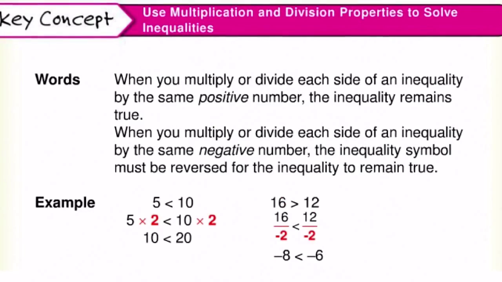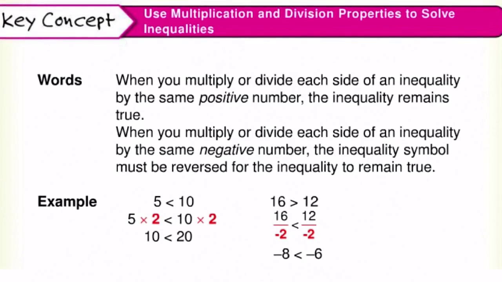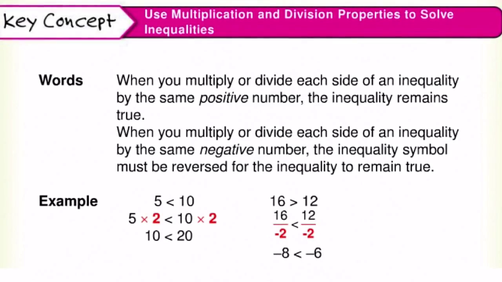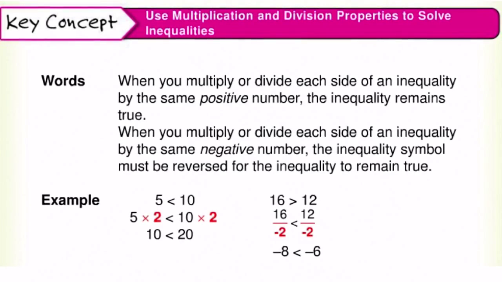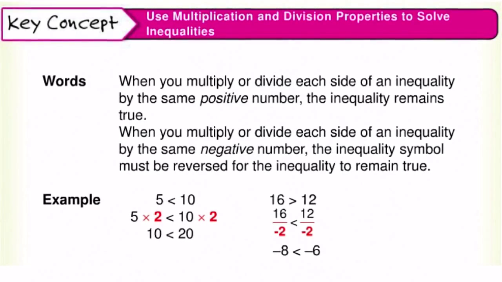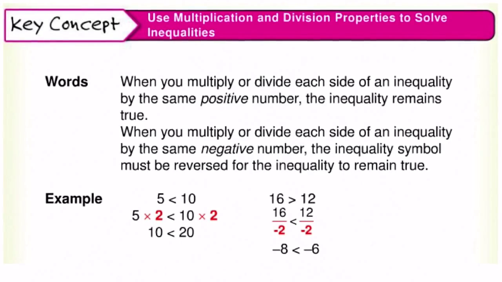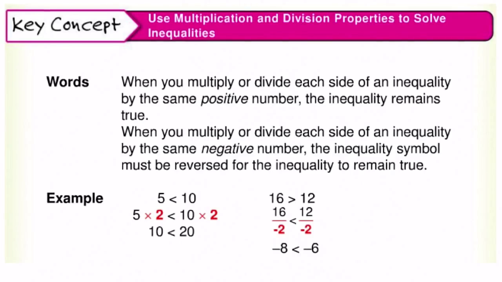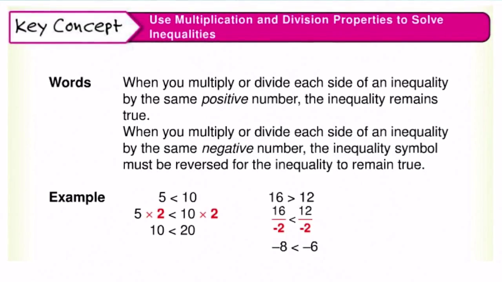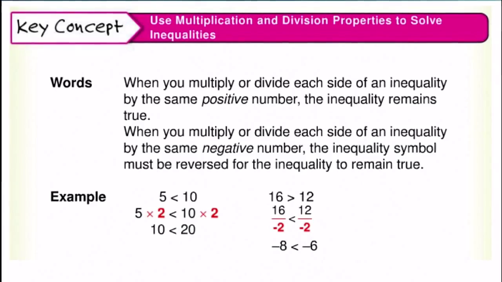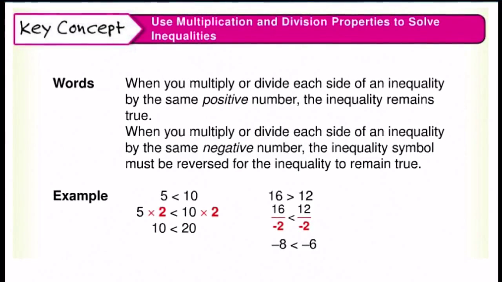The same applies for multiplication and division. If you're going to multiply, let's say 5 times 2, you would have to do the same to the other side of the inequality. You would have to do 10 times 2. That keeps the inequality true and balanced. Now let's say you decide to divide. In this instance, we're going to divide 16 by -2. You would have to do the same to the other side. Otherwise, it'll no longer be a true inequality, or you'll have some discrepancies. So be very careful with that.